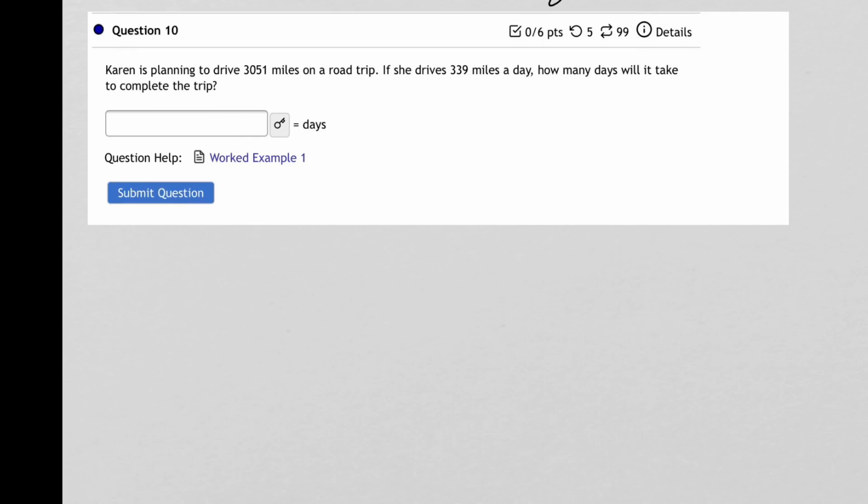Okay, let's do one last question. So this is a word problem where they say Karen is planning to drive 3,051 miles on a road trip. If she drives 339 miles a day, so every day, 339 miles, how many days will it take to complete the trip? So basically, this is going to be a division problem in disguise, right? If the total distance is 3,051 miles, here, let me draw this out. Let's say this is the total distance.